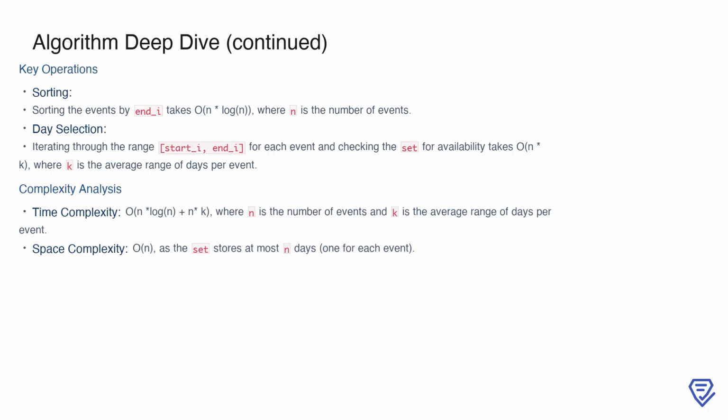Combining these, the overall time complexity of the algorithm is O(n log n + n*k). In terms of space complexity, the set used for tracking attended days requires O(n) space, as it stores at most one day for each event. This makes the algorithm efficient in both time and space, even for larger input sizes.